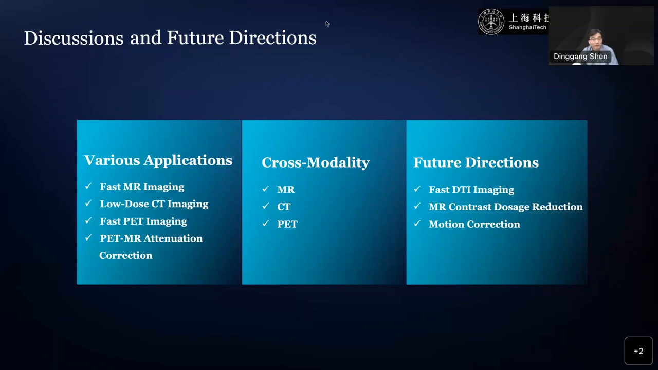Processing the MRI data. For example, you acquire the images from the k-space, and then, like I mentioned, one way is to use the inverse Fourier transformation to map to the image domain, and then in the image domain we use a deep learning algorithm, and then this information also comes back to the k-space, using compressed sensing.